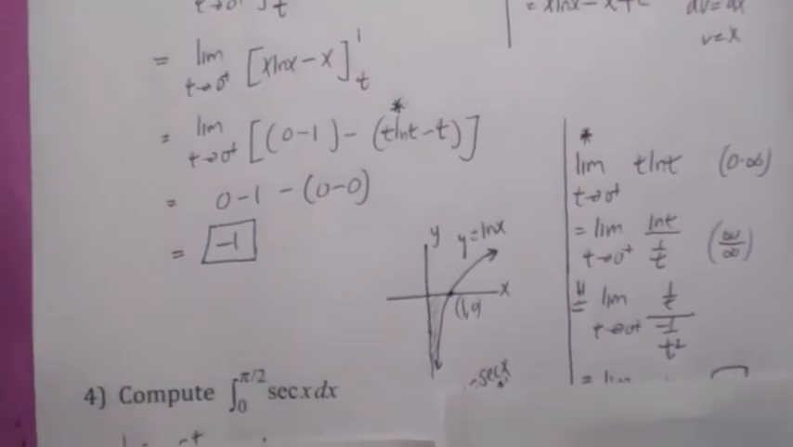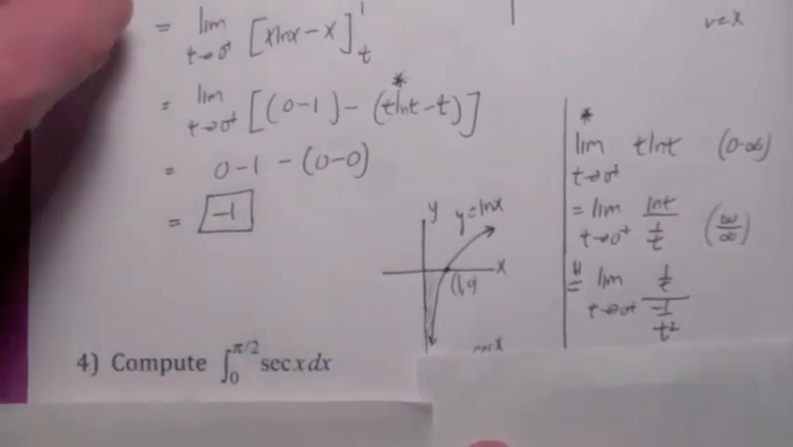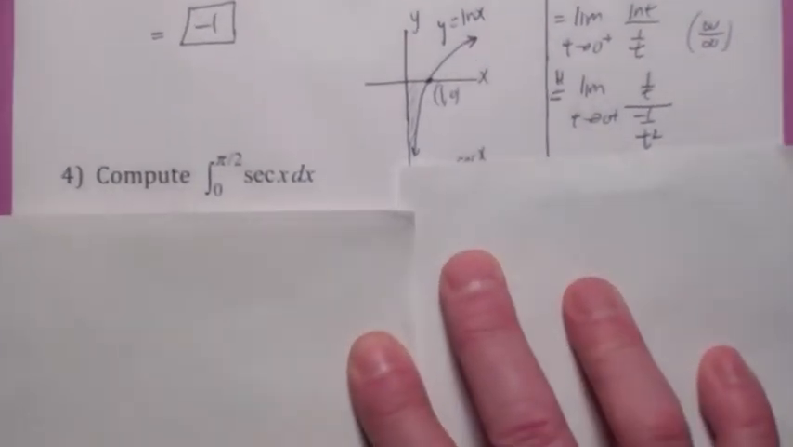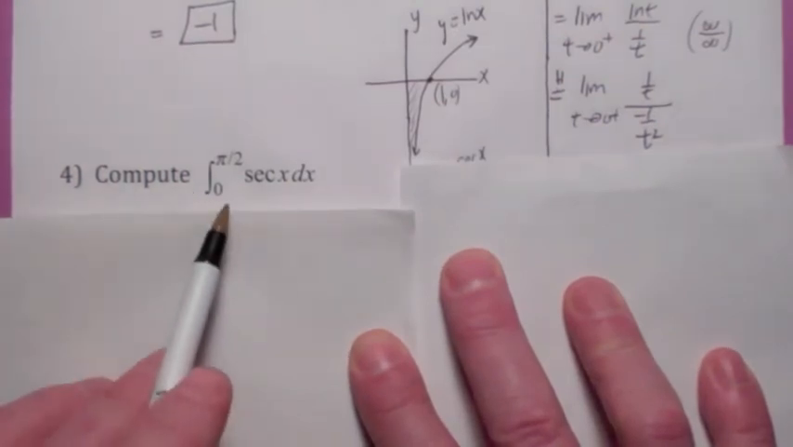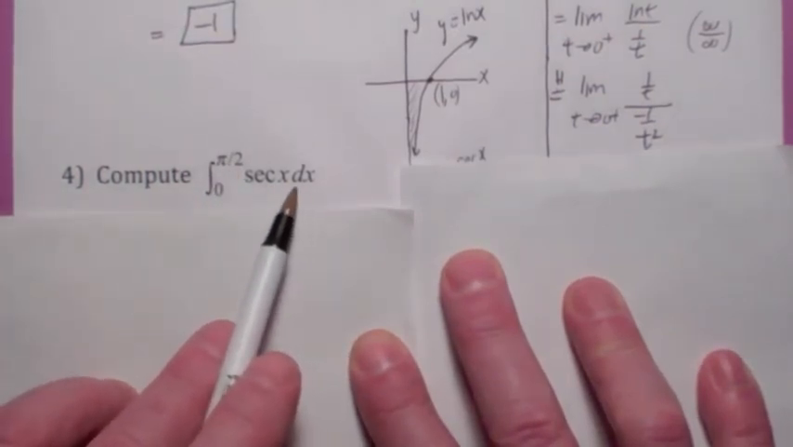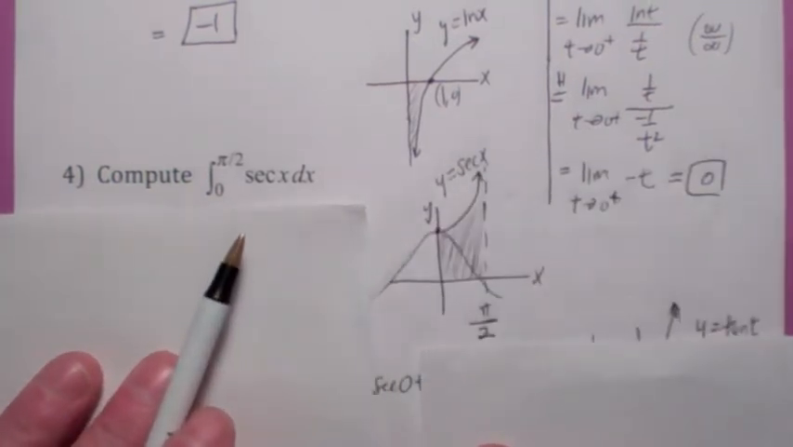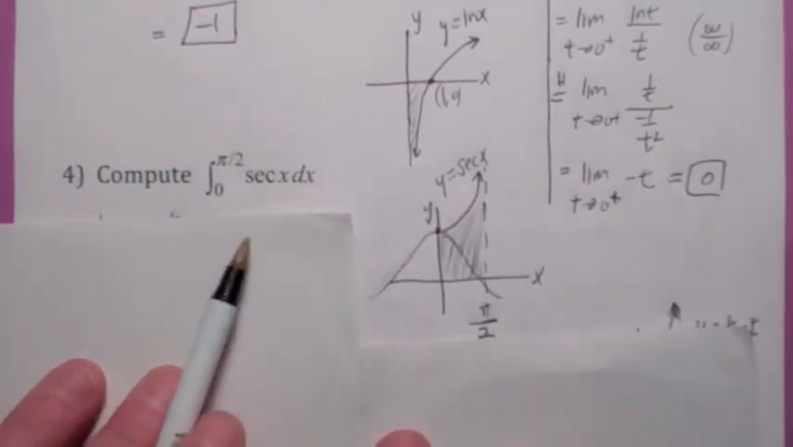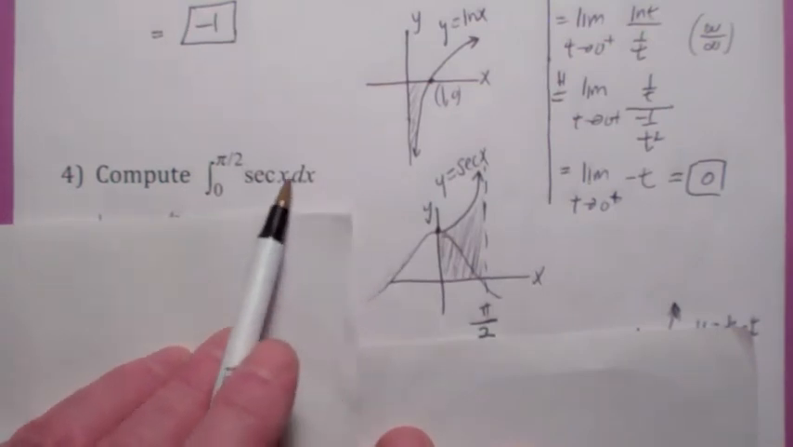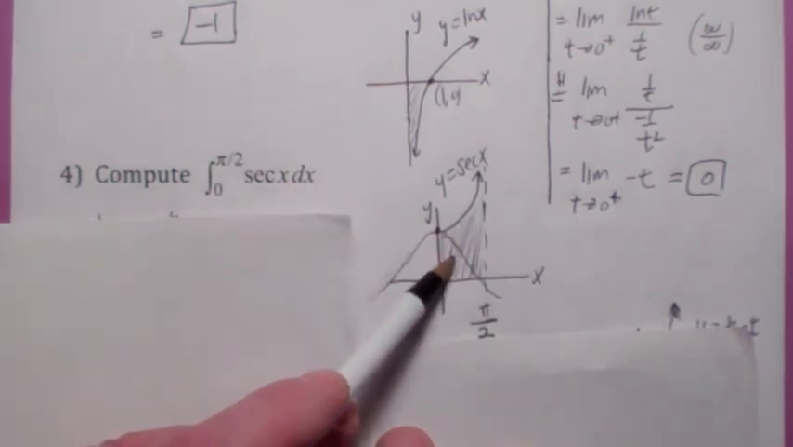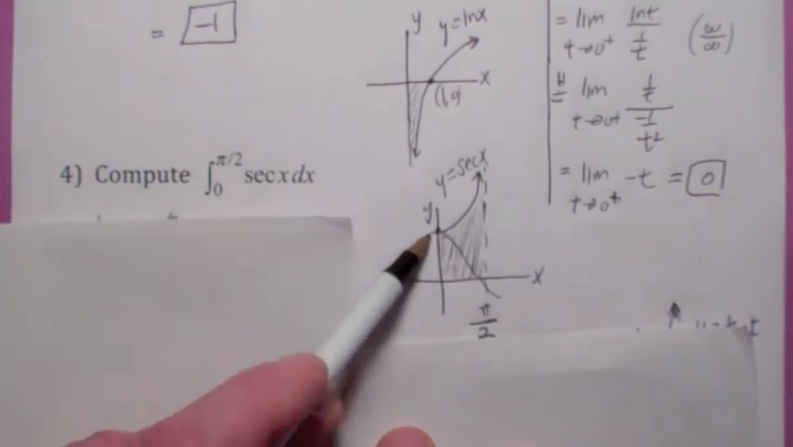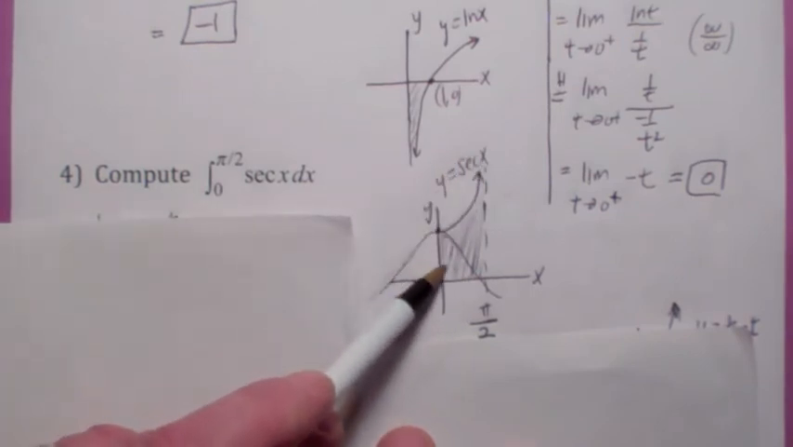Let's do another one. How about this one? What's the problem here, if any? This is the integral from 0 to pi over 2 of secant x dx. Well, it'd be nice to remember what the secant function looks like. It's the reciprocal of the cosine, right? So from 0 to pi over 2, the area is the shaded portion. This is my cosine, so this would be the secant. So it's the shaded portion.